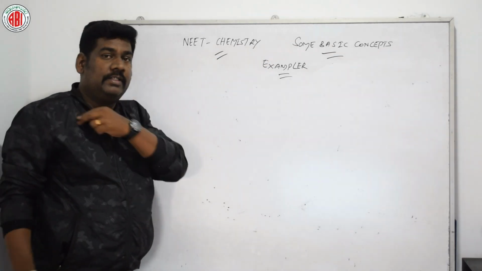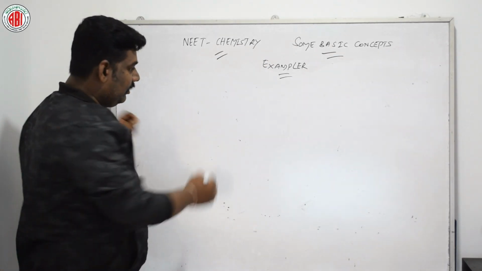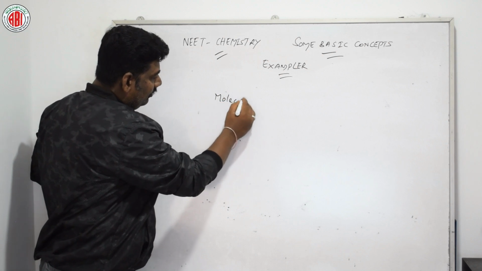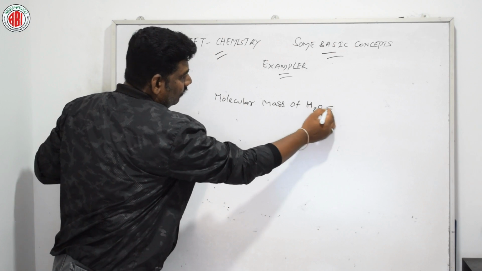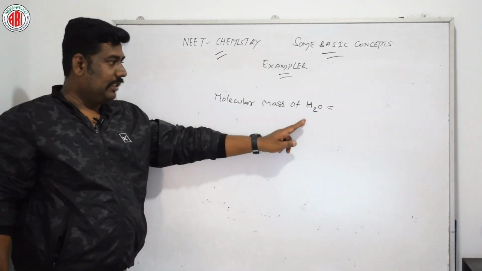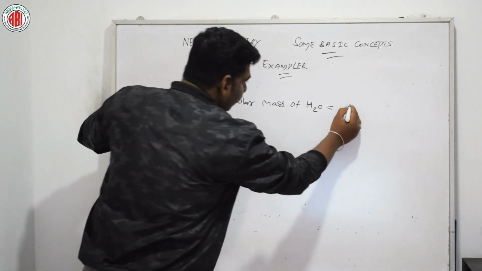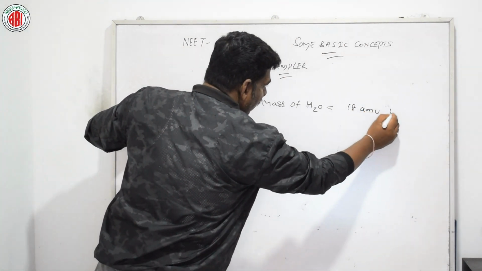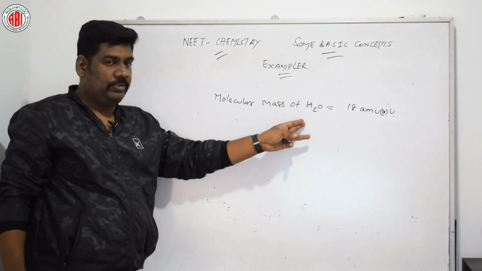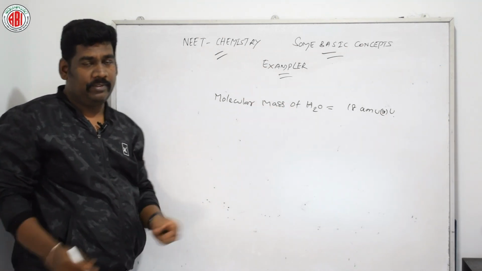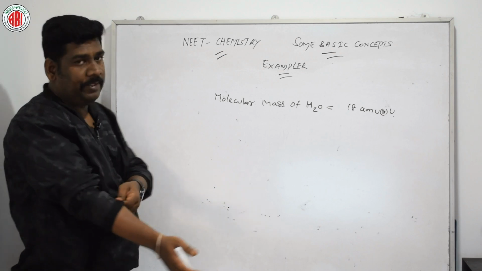Calculate the actual mass of a water molecule in grams. Okay, so let us write. First, what are we supposed to know? We should know the molar mass of water. Molecular mass, molecular weight of water, H2O. 2 elements are there, hydrogen and oxygen, which gives 18 AMU, or atomic mass unit. Molecular mass of H2O is 18 u, atomic mass unit.